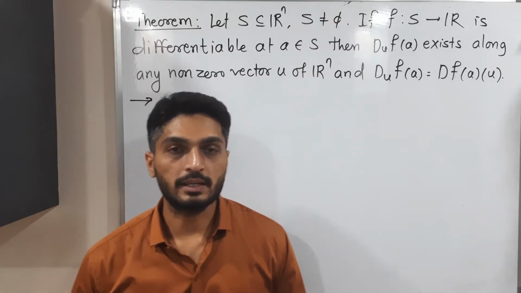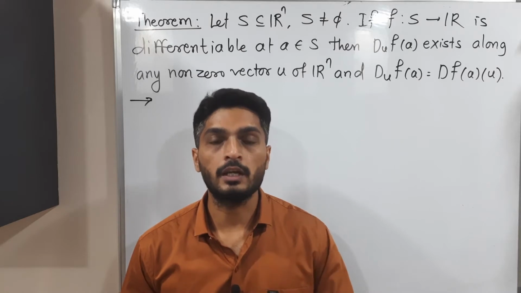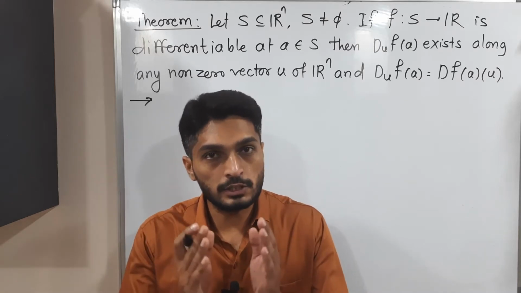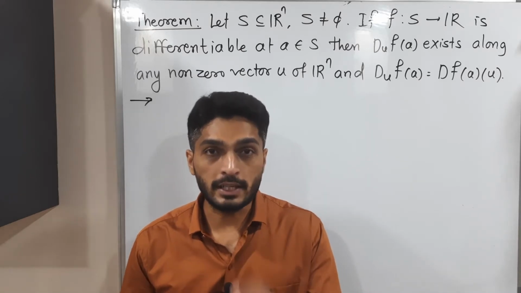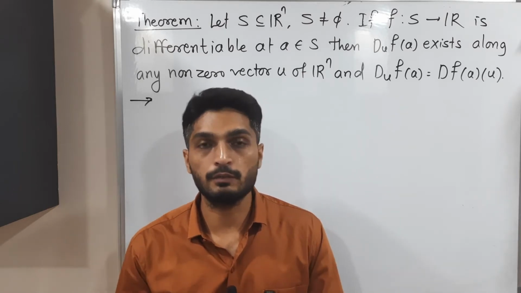Let us discuss this theorem. In this theorem, we have a scalar field which is differentiable at point A. Then we have to prove that if the function is differentiable, then its directional derivative in the direction of any non-zero vector u exists. This thing we have to prove.